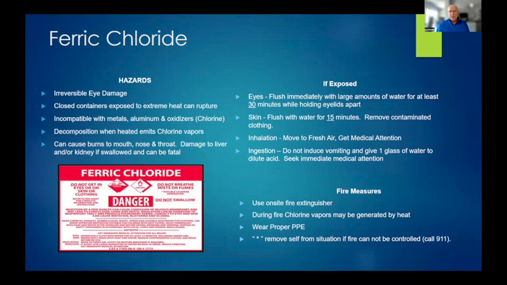If you do have a fire involving ferric chloride, in and of itself it isn't flammable, but in the event of a fire and it is heated, chlorine is an issue to be aware of.